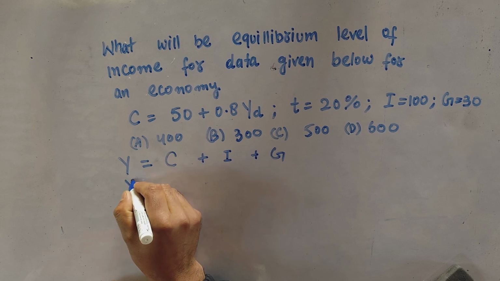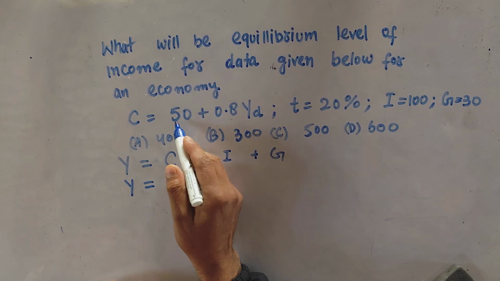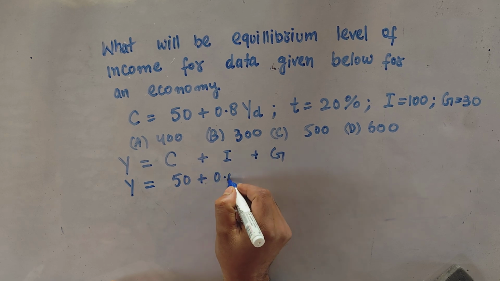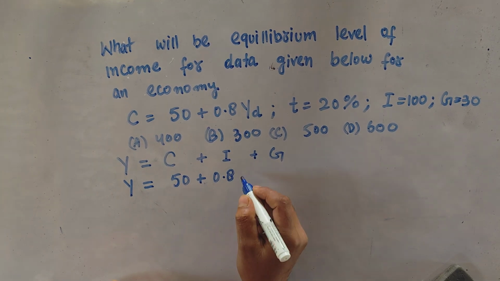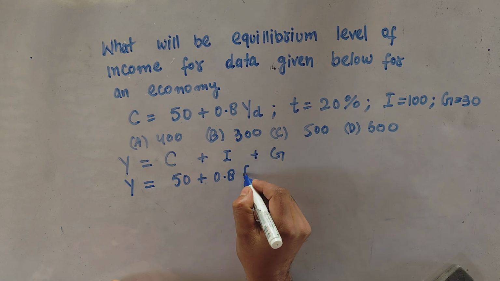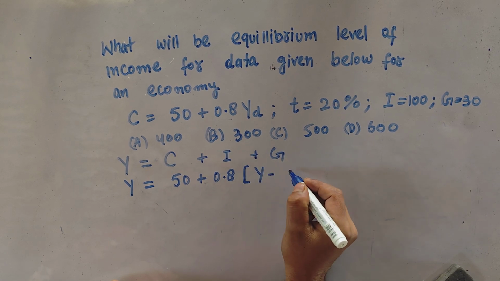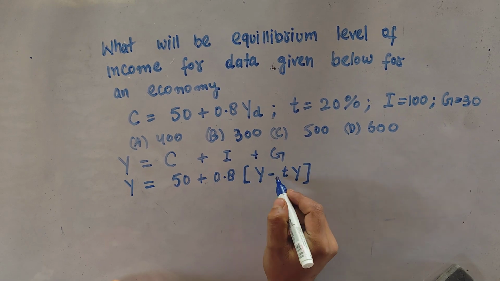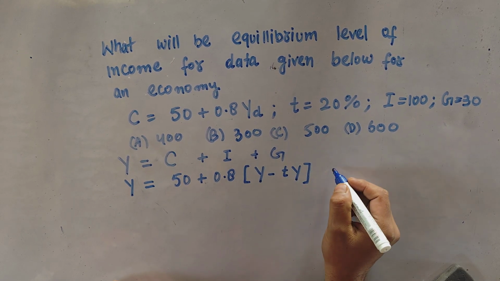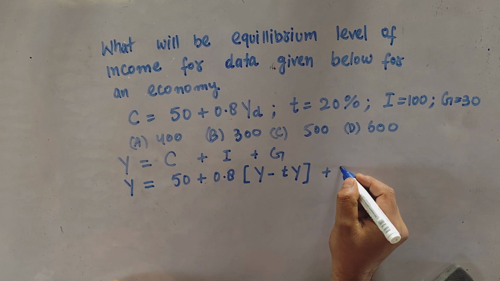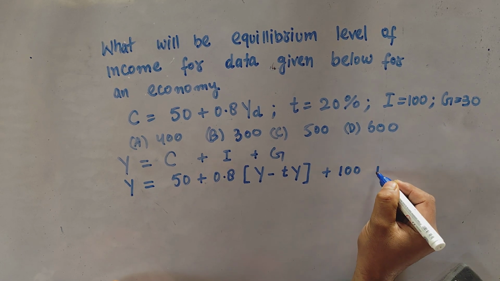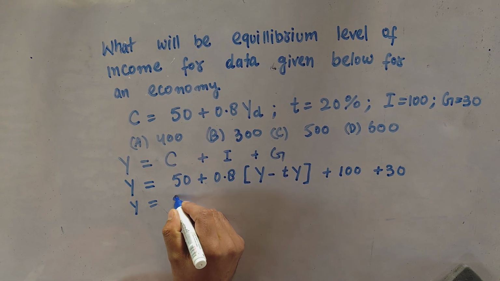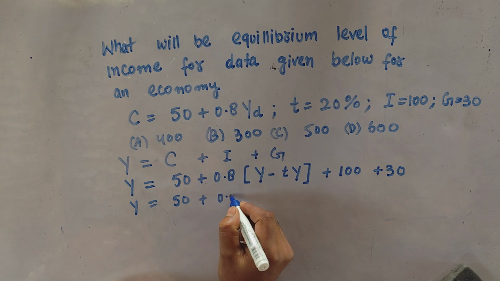Okay, that gives us, so y will be equal to, so what's the consumption function? That is 50 plus 0.8. Okay, and what is the disposable income? Disposable income is the total income minus the taxes that are being paid on that very income. That is y minus marginal tax rate times y, plus autonomous investment is 100 here, and we have the government spending is 30. Solving further, so y will be equal to 50 plus 0.8.